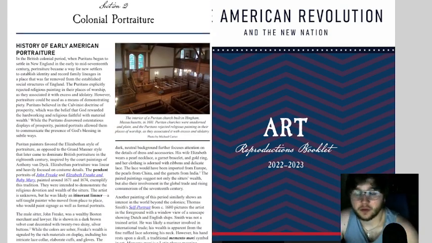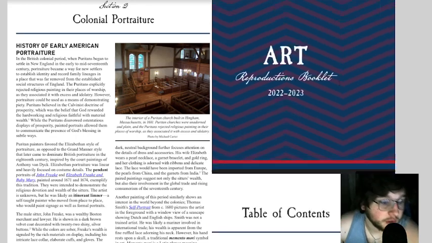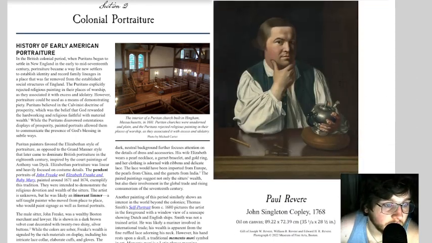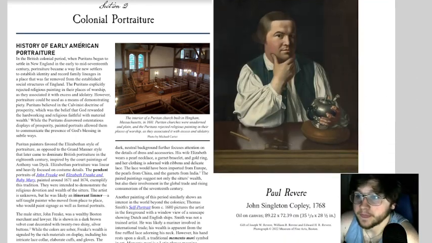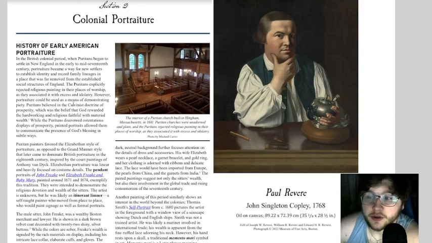Okay. So, colonial portraiture. Go ahead, scroll on down to Power View here. History of early American portraiture. In the British colonial period, when Puritans began to settle in New England in the early to mid 17th century, portraiture became a way for settlers to establish identity and record family lineages in a place that was far removed from the established social structure of England.